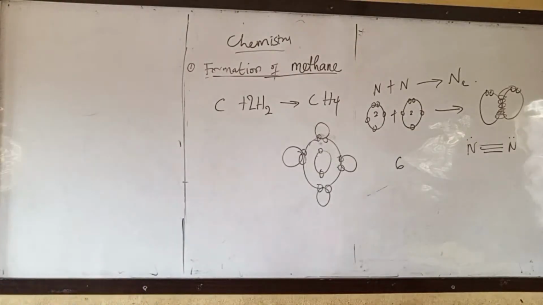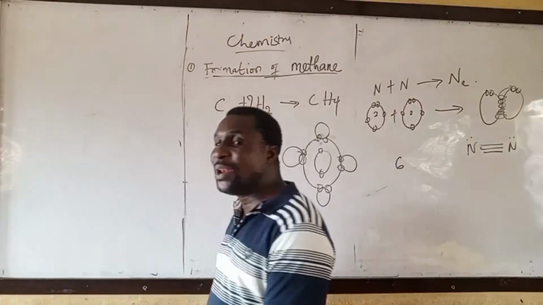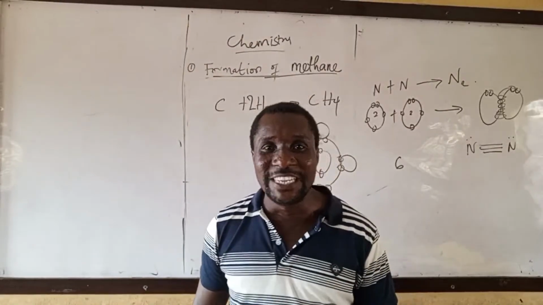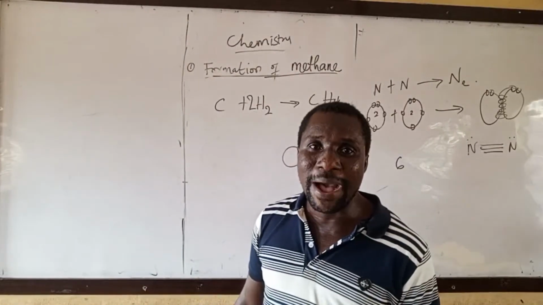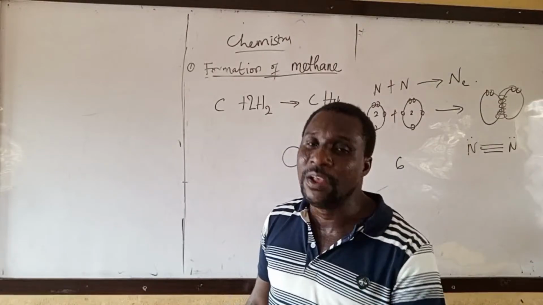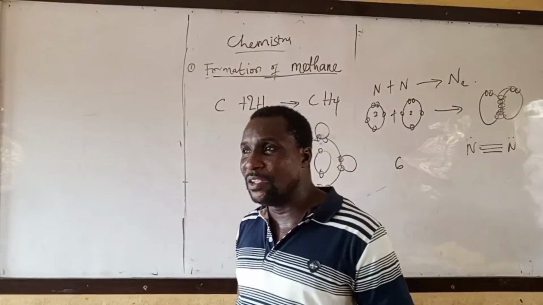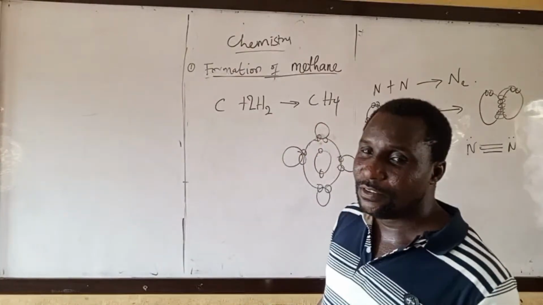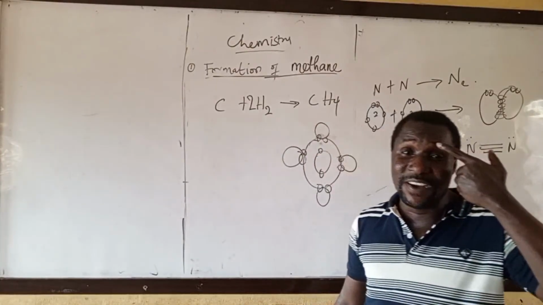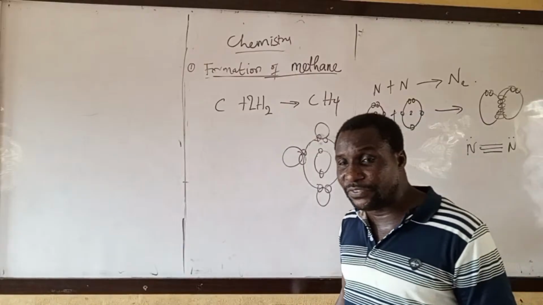Using Pauling scale value. Pauling scale value is called electronegativity difference. Don't bother yourself with the name, but when you get to 100 level, you have to know the name. Pauling scale value, that is electronegativity difference.